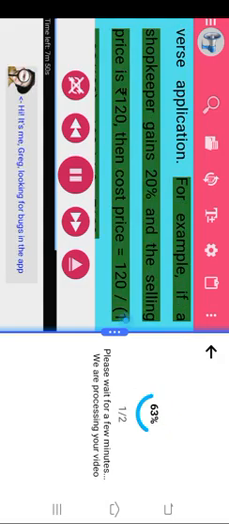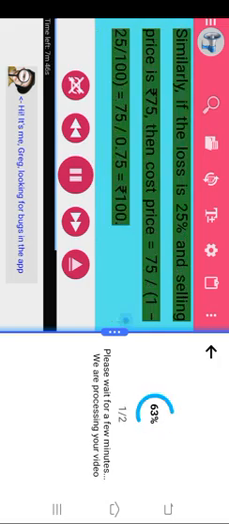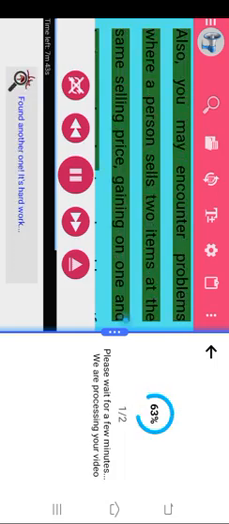For example, if a shopkeeper gains 20% and the selling price is 120 rupees, then cost price equals 120 divided by 1 plus 20 over 100, equals 120 over 1.2 equals 100 rupees. Similarly, if the loss is 25% and selling price is 75 rupees, then cost price equals 75 divided by 1 minus 25 over 100, equals 75 over 0.75 equals 100 rupees.